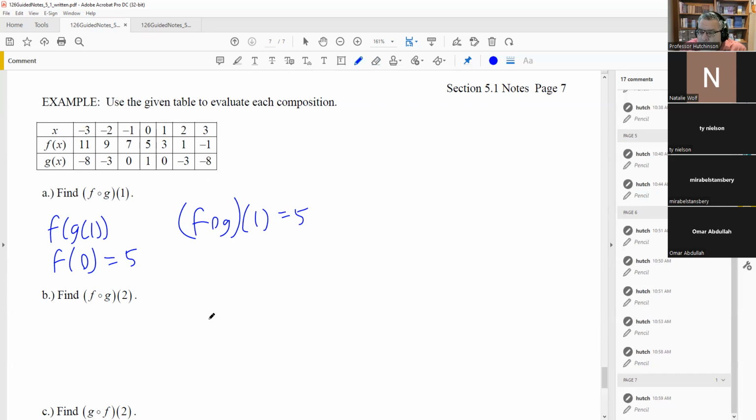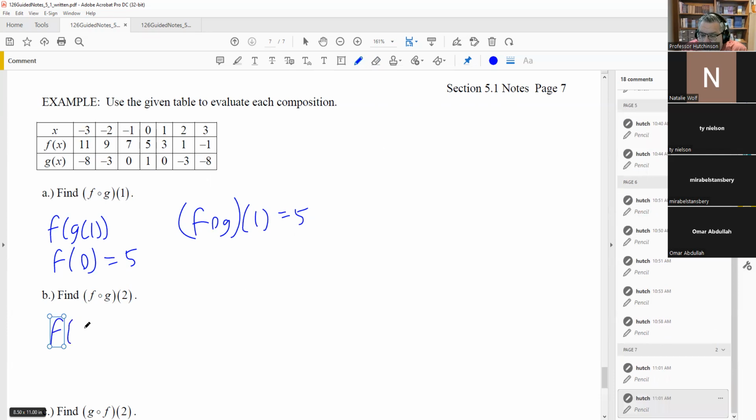All right, let's do the next one the same way. f of g of 2. I want to find g of 2 first. I'm going to get that off the table. I go to the x value of 2, I go down to the g, and it says that's -3.